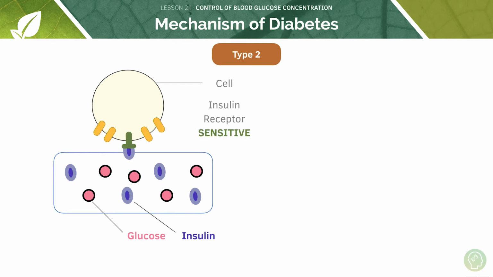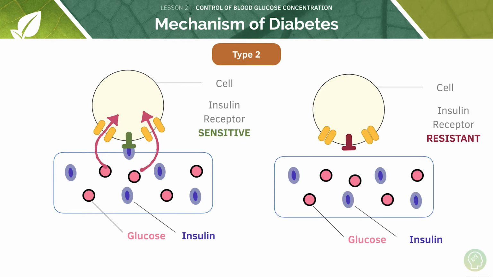Now in type 2, it's not that insulin is not being produced by the pancreas, it's that the insulin receptors on our cells are actually resistant. So remember here we've got our insulin molecules binding to our insulin receptor in our normal healthy person, but in our type 2 diabetic person, our insulin is secreted by our pancreas, but our insulin receptor is resistant to the binding of insulin to it, and therefore our glucose channels are going to stay closed, which means our glucose also cannot move into our cell, therefore also leading to high glucose.